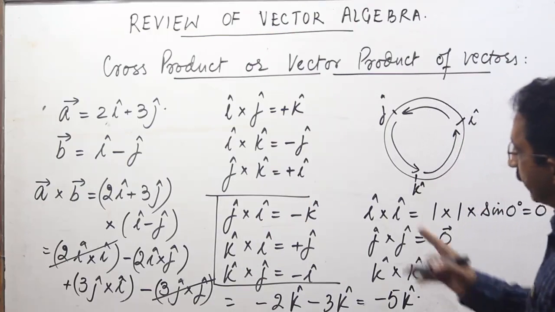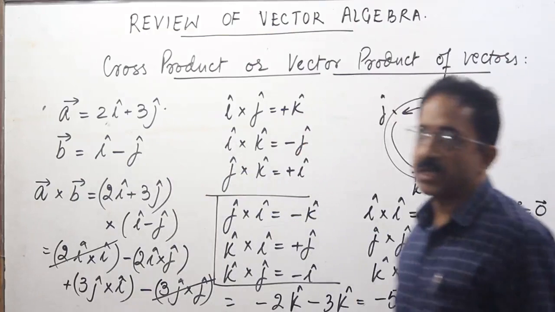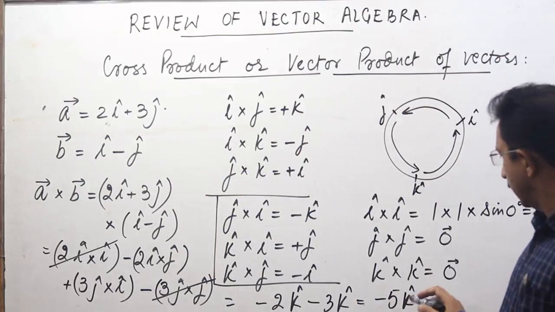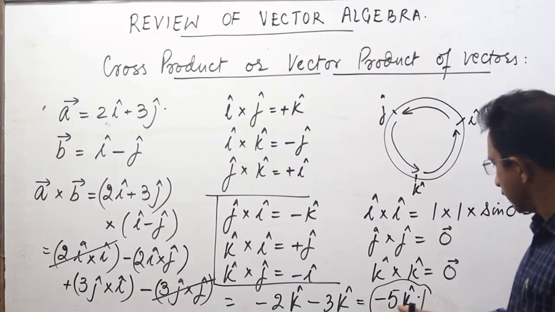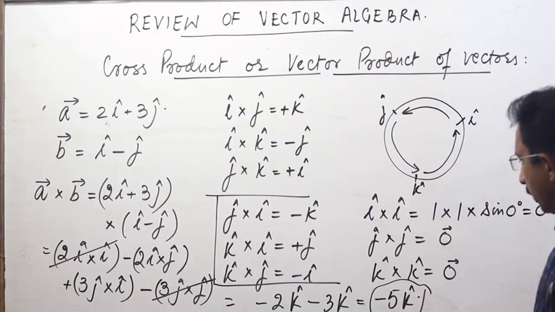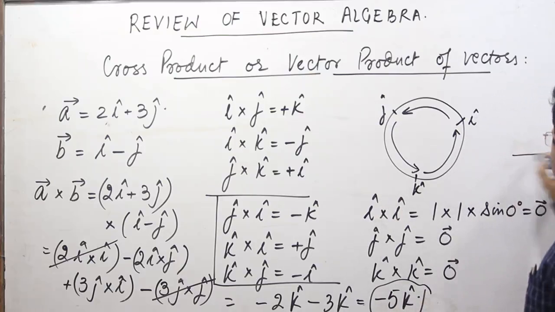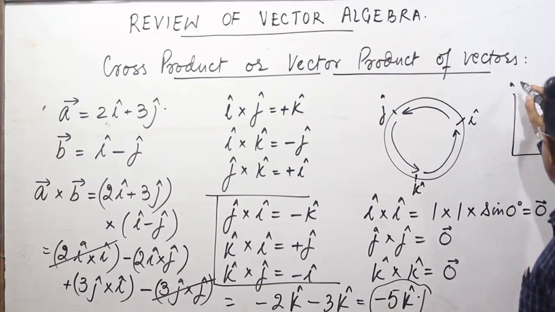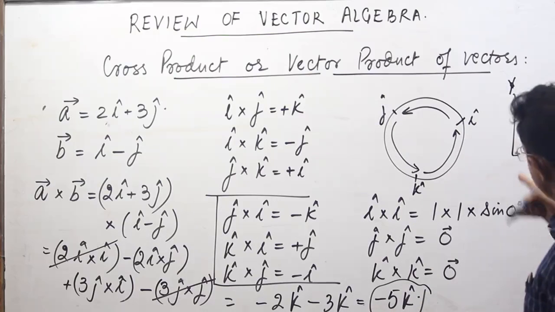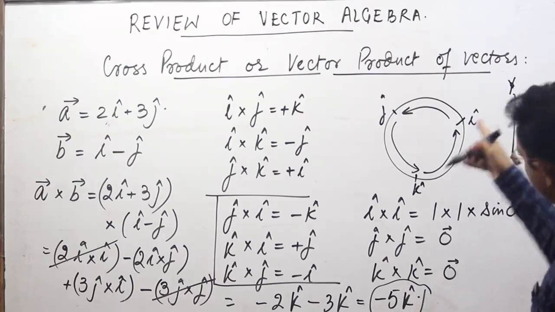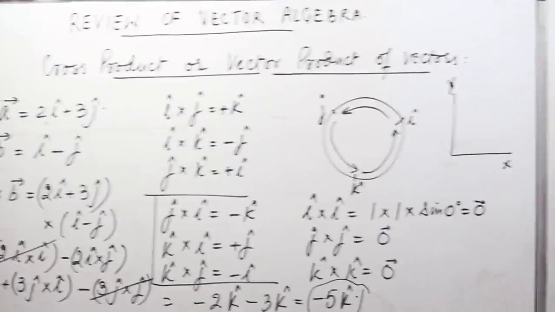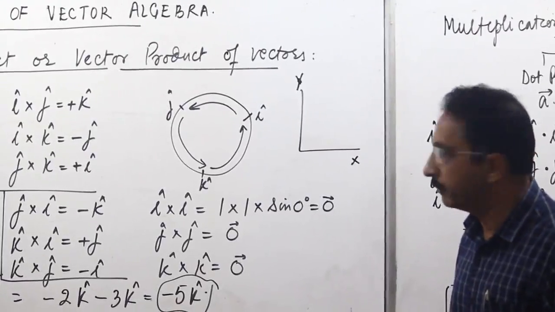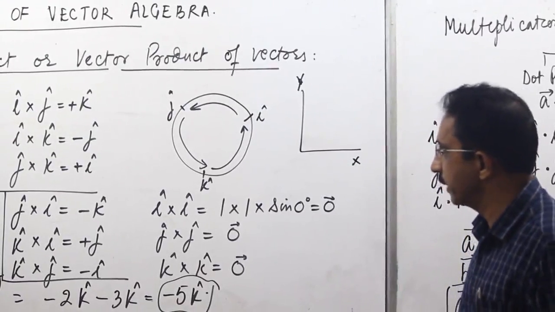If you look at these two vectors, they lie in the XY plane, and their cross product is perpendicular to the XY plane, because the direction of this vector is into the board. If this is the X axis and this is the Y axis, then this vector would be inwards. Minus 5K cap would be inwards. That is the expected result. For two vectors in the plane of the board, their cross product would be perpendicular to the plane of the board. So we are satisfied with that.